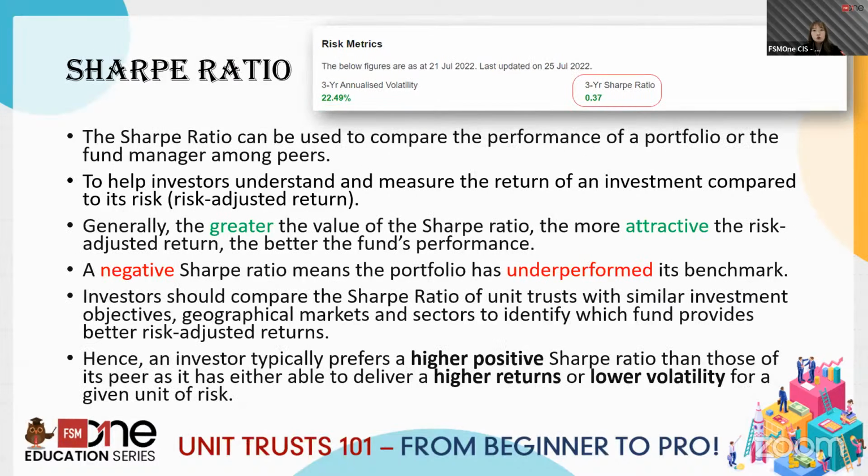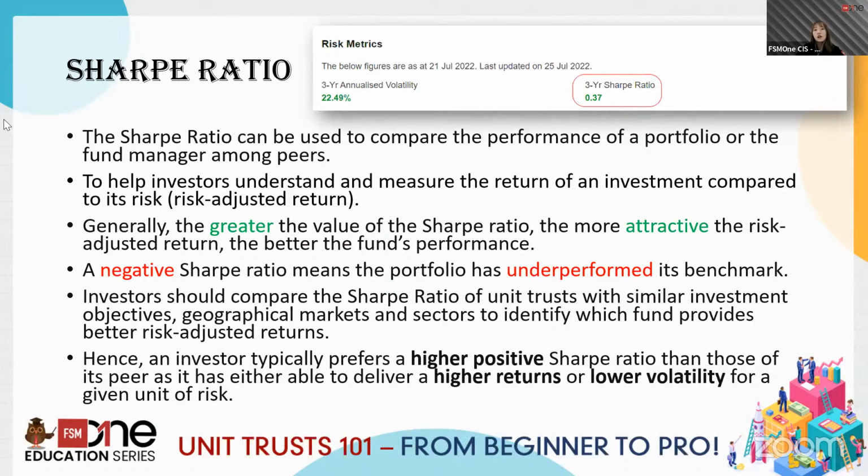And next is the Sharpe ratio. Sharpe ratio is a method that can be used to calculate the risk and the return of the investment. So investors can look at the 3-year Sharpe ratio here to compare with its peers. A Sharpe ratio can be used to compare the performance of a portfolio or the fund manager among their peers. So it will help investors to understand and measure the return of an investment compared to its risk. Generally, the greater the value of the Sharpe ratio, the more attractive the risk-adjusted return, and of course, the fund performance will be relatively better.